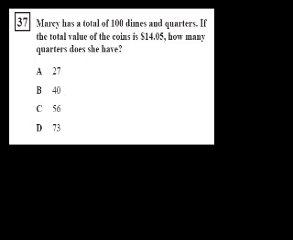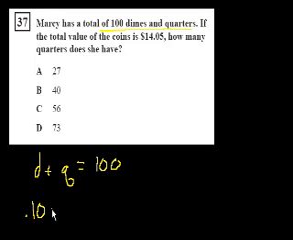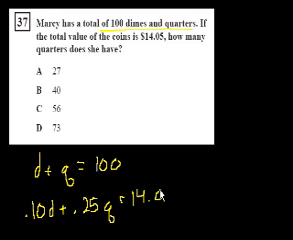All right, so let's say that D is the number of dimes and Q is the number of quarters. So if you take the number of dimes plus the number of quarters, she has 100 coins, right? That's this piece of information right there. And then the total value of the coins, well, it's going to be 0.10 times the number of dimes plus 0.25 times the number of quarters. And they tell us that that is equal to 14.05. And that's this piece of information. The total value of the coins is 14.05. And they say, well, how many quarters does she have? So we just have to solve for Q.